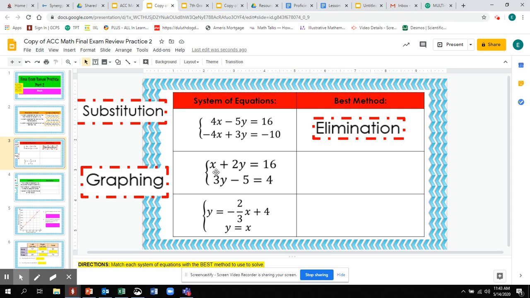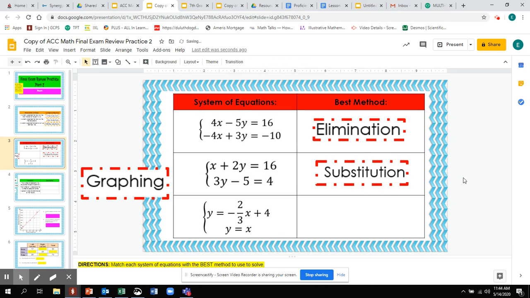Well, if I look back at my first equation, I notice that x has a coefficient of 1. And if x has a coefficient of 1, then I can easily get it by itself on this side of the equation by subtracting 2y from both sides. So once I have x by itself, I would substitute the other part of my equation into my second equation. Because I can get x by itself easily, substitution is going to be my best method for solving this system.